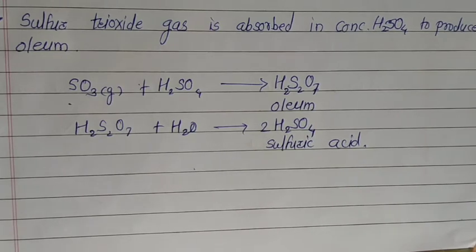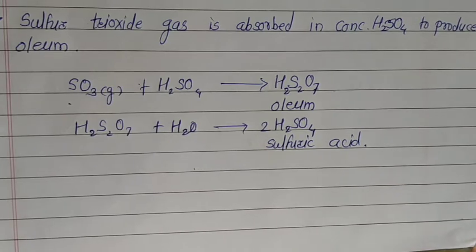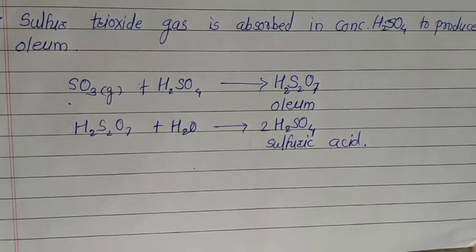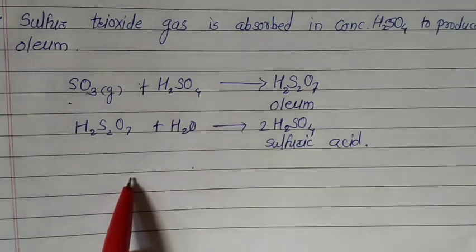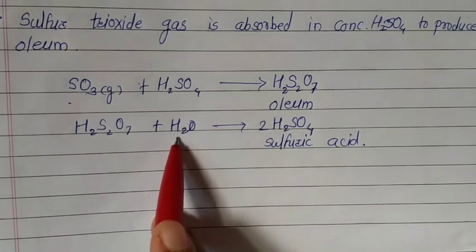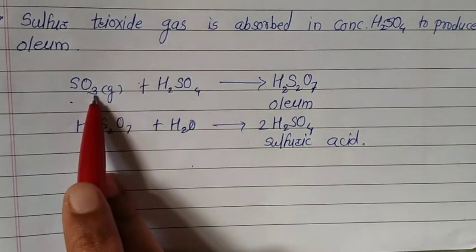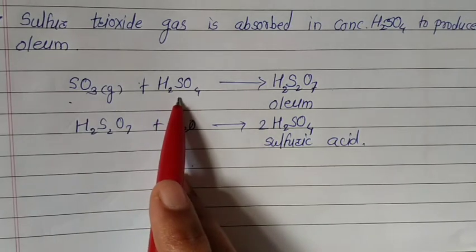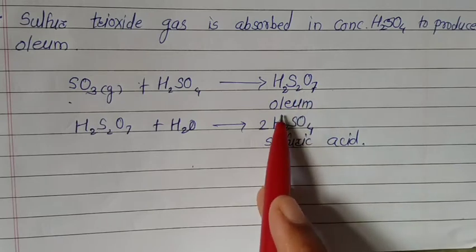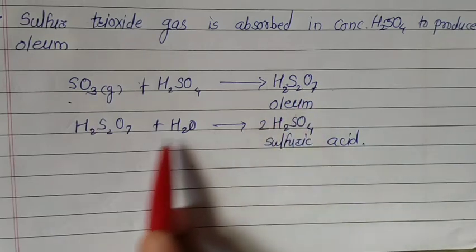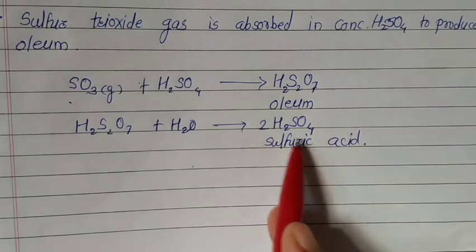The third step is that sulfur trioxide gas, which is formed in the catalytic converter, is absorbed in concentrated H2SO4 to produce oleum. Dilution of oleum with water gives sulfuric acid of the desired concentration. Here sulfur trioxide is absorbed in concentrated H2SO4 to give oleum, that is H2S2O7. This oleum on dilution with water gives sulfuric acid.